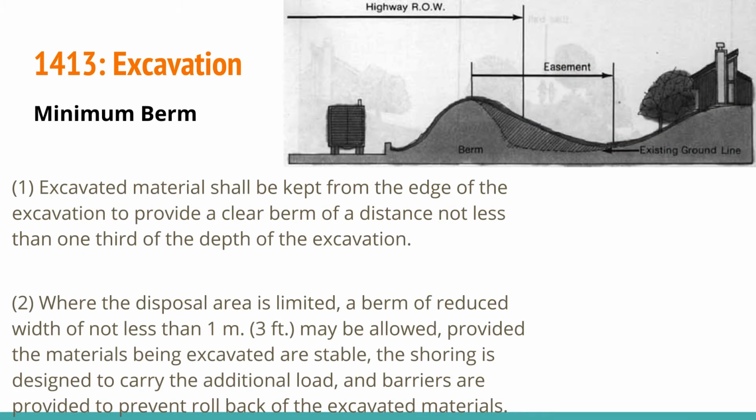So in the ruling of minimum berm, excavated material shall be kept back from the edge of the excavation to provide a clear berm of a distance not less than 1/3 the depth of the excavation. If the disposal area is limited, a berm of reduced width of not less than 1 meter may be allowed.